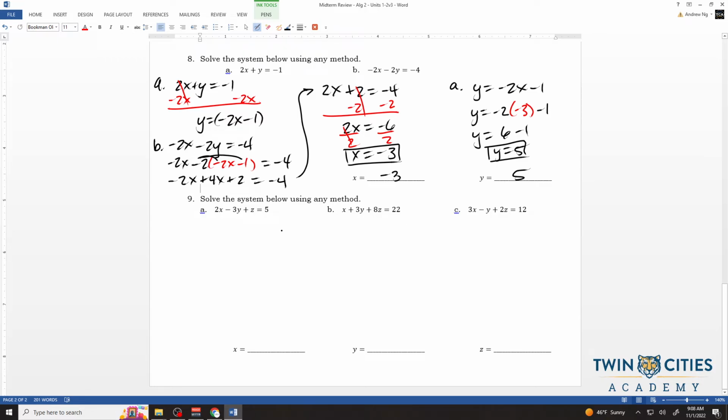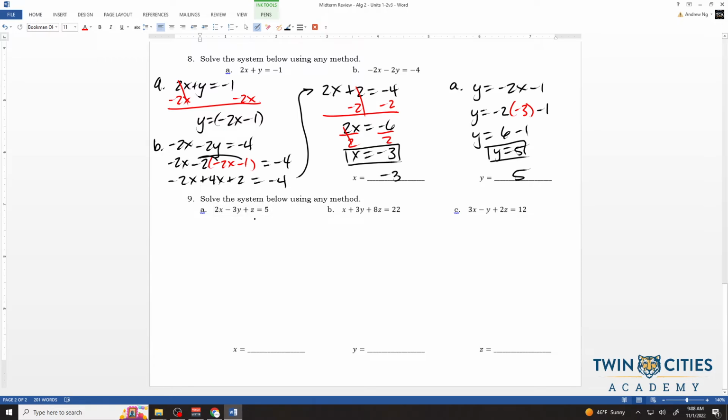All right, last problem. Same type of problem, solving a system. This time I've got 3 equations, 3 variables. 2x minus 3y plus z equals 5, x plus 3y plus 8z equals 22, 3x minus y plus 2z equals 12. The first thing you should do is figure out which of these variables you want to get rid of first. I see here I've got a single z. Typically, I'm going to look for something that has just one of it. That's going to be the easiest way most times.